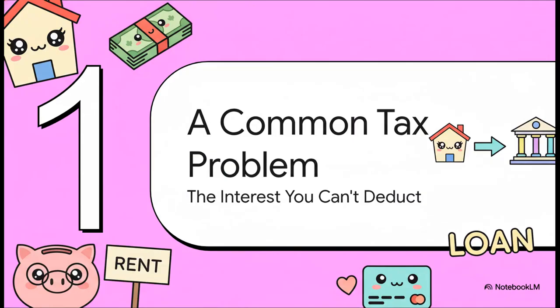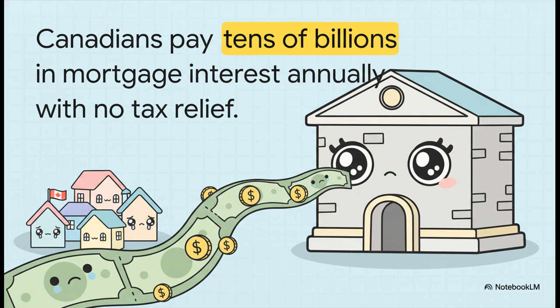Okay, let's dig into the core issue. If you're a Canadian homeowner, you know that a huge chunk of your monthly payment goes toward mortgage interest. And you also know that unfortunately, none of that helps you out come tax time. And this is a massive number. According to Statistics Canada, we're talking about tens of billions of dollars every single year that Canadians pay in mortgage interest, with zero tax relief. For most of us, it's just something we accept as a non-negotiable cost of owning a home.